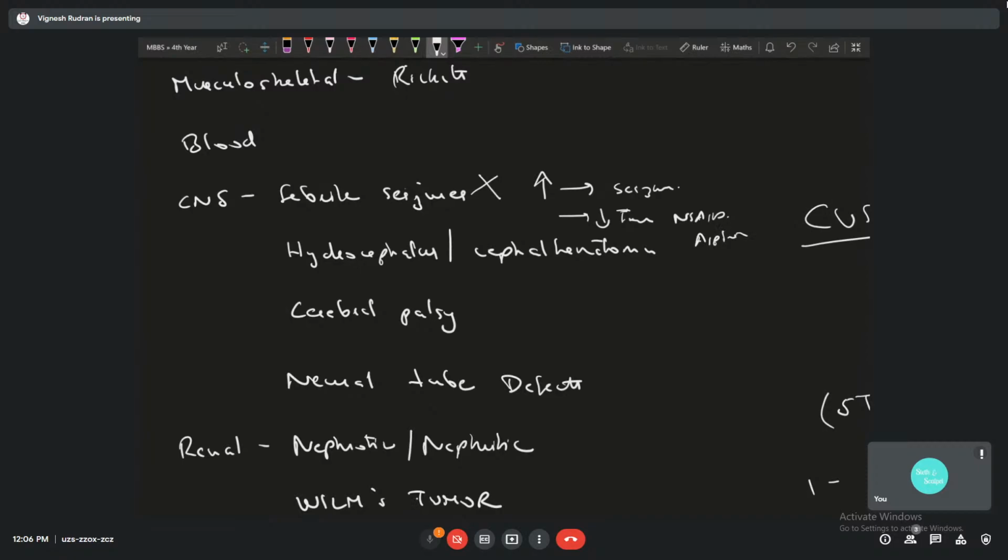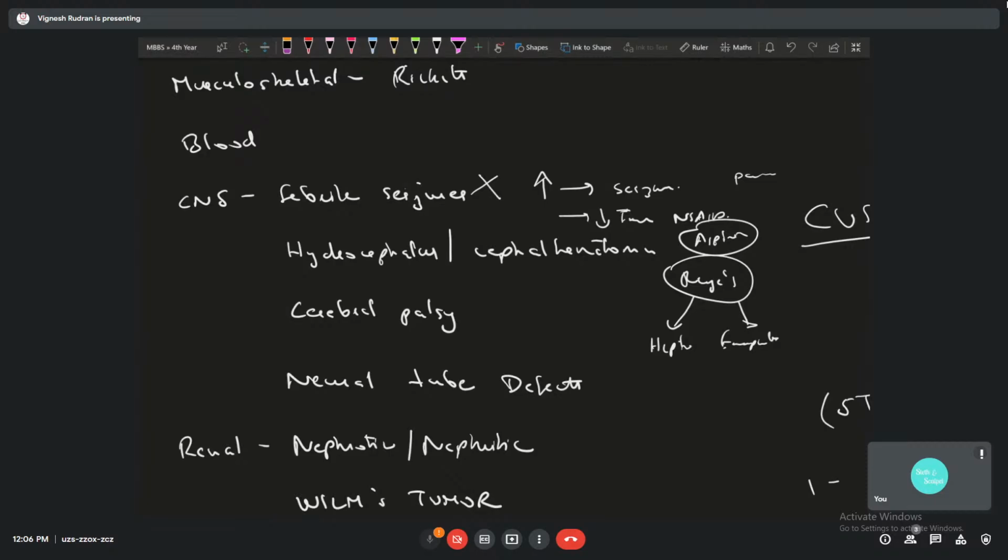Okay, you can give paracetamol or some other NSAID, but you don't give aspirin because of Reye's syndrome. Reye's syndrome is hepatic damage and encephalopathy due to aspirin intake. Your triad of hepatic damage, encephalopathy, and aspirin intake is your Reye's syndrome.